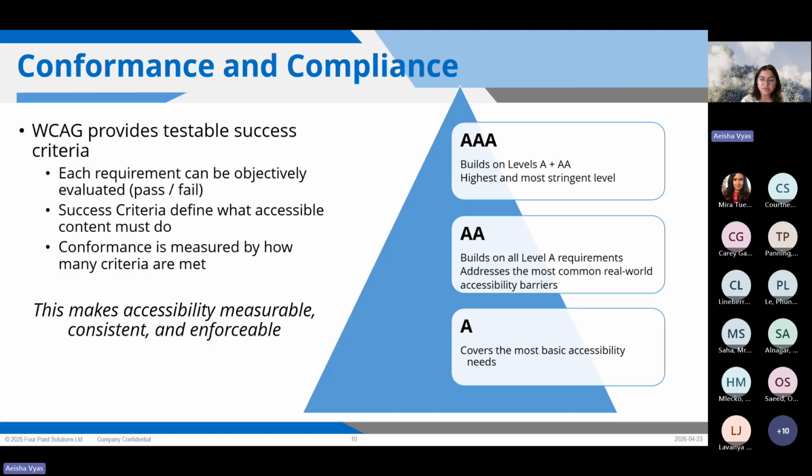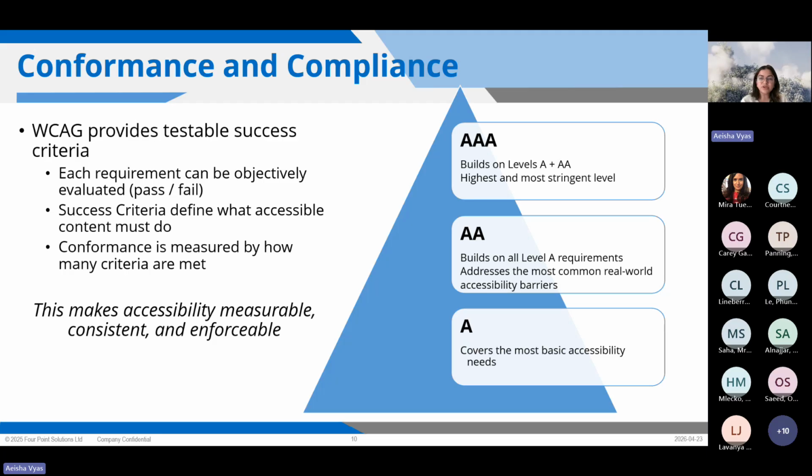When we talk about conformance, we are really talking about how many of those criteria you actually meet and at what level. At the base level, we have level A, which covers the most fundamental accessibility needs. Then on top of that, we have level double A, which is built on level A and is where most legal and regulatory expectations sit today. And then level AAA is the highest and most stringent level. It's built on A and double A, but it is not always realistic to achieve everywhere.